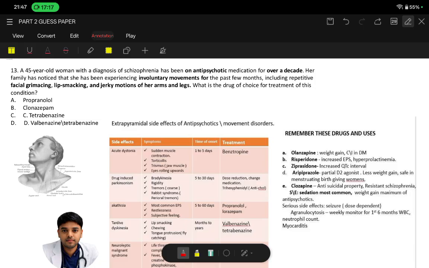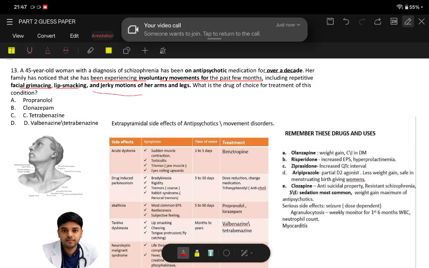This is tardive dyskinesia. See here, a 45-year-old woman with a diagnosis of schizophrenia has been on antipsychotic medication for a decade. A decade, okay? Not 1 to 5 days. Her family had noticed that she has been experiencing involuntary movements for the past few months, including repetitive facial grimacing, lip smacking, and jerky movements of her arms and legs. What is the drug of choice for this condition?